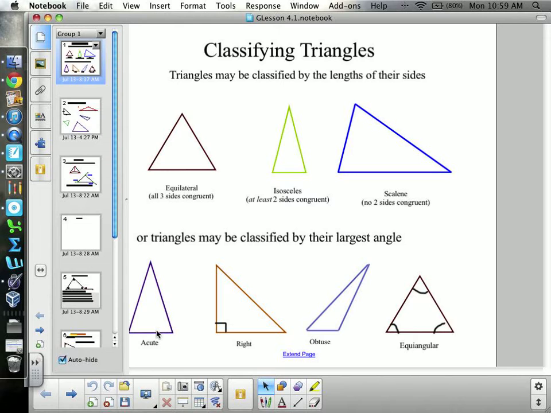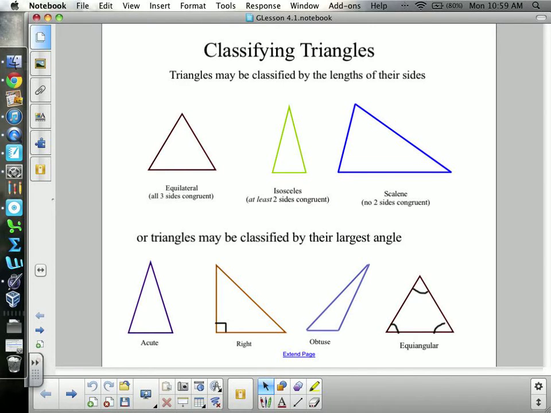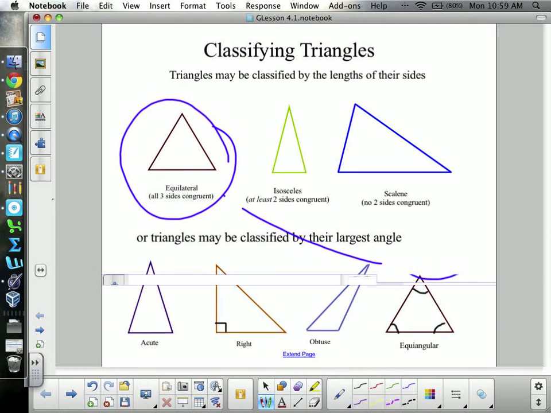So you always classify by the largest angle of the triangle. The only difference is, of course, equiangular. Equiangular, all 3 angles are 60 degrees. Equiangular triangles are also acute. They get the extra name. As a matter of fact, the only triangle that gets more than 2 names is this one right here, which is the same as this one. It is equilateral, equiangular, isosceles, and acute. That is the only triangle that gets 4 names. Everything else just gets 2. But that triangle's special. It gets 4 names.